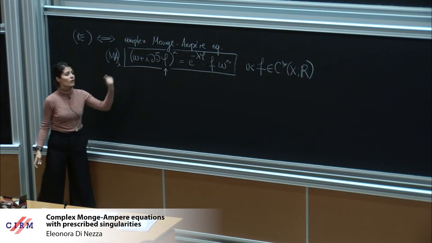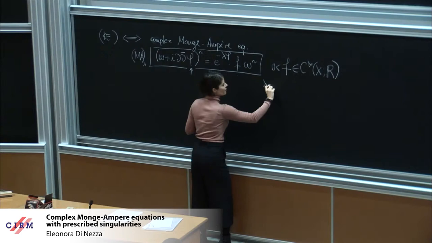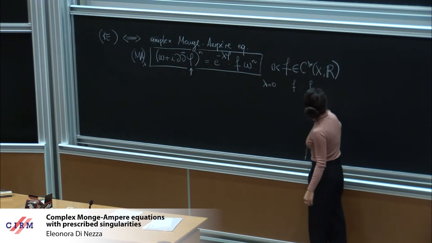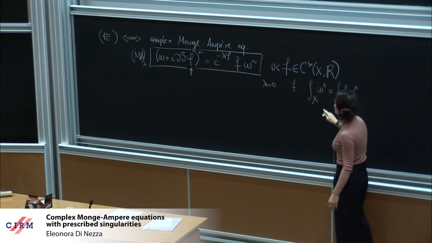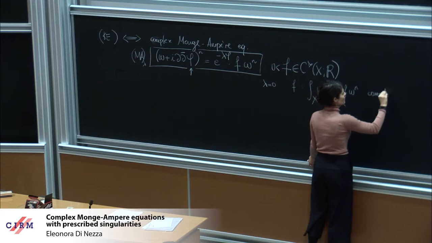Let me also observe that when lambda is equal to zero, f has to satisfy a compatibility condition. So f has to be such that the integral over X of omega to the n, so the volume of X, has to be equal to the integral over X of f omega to the n. Just because by Stokes, the total mass of this has to be equal to the integral of omega to the n. So I'm gonna refer to this as the compatibility condition.